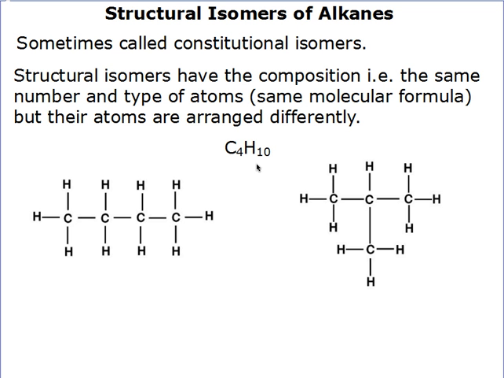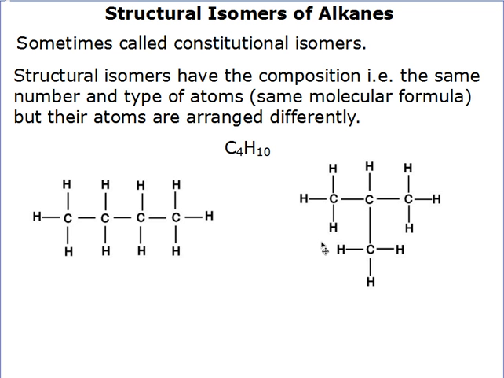So butane, and 2 structures for butane. On the left you can see butane drawn with 4 carbons in a row surrounded by the 10 hydrogens that it has in its molecular formula. So that's a straight chain alkane.